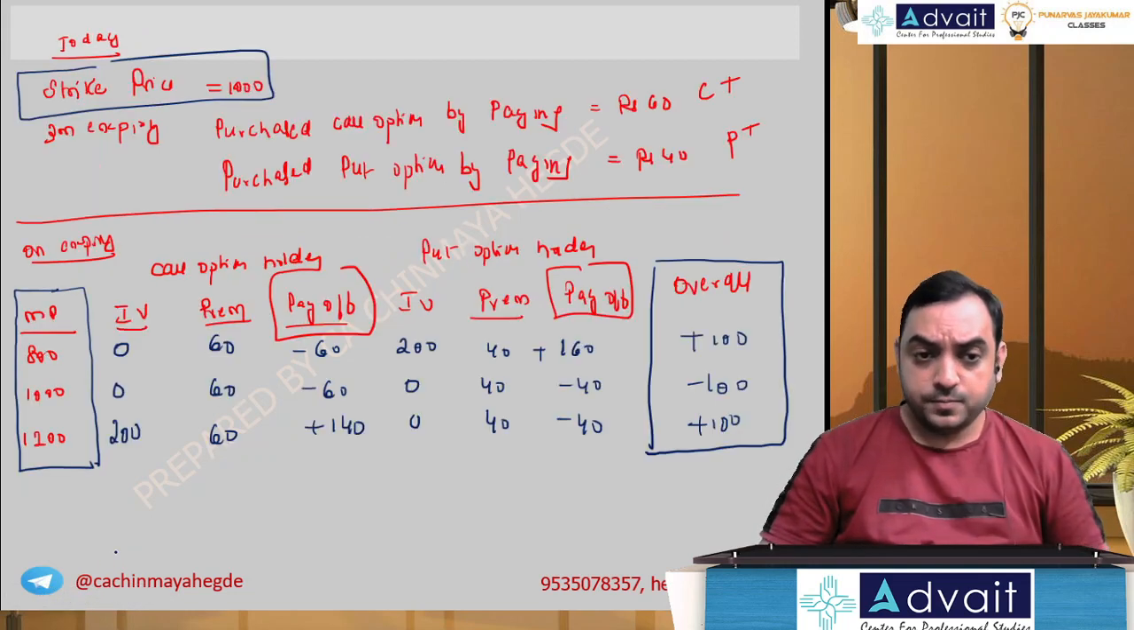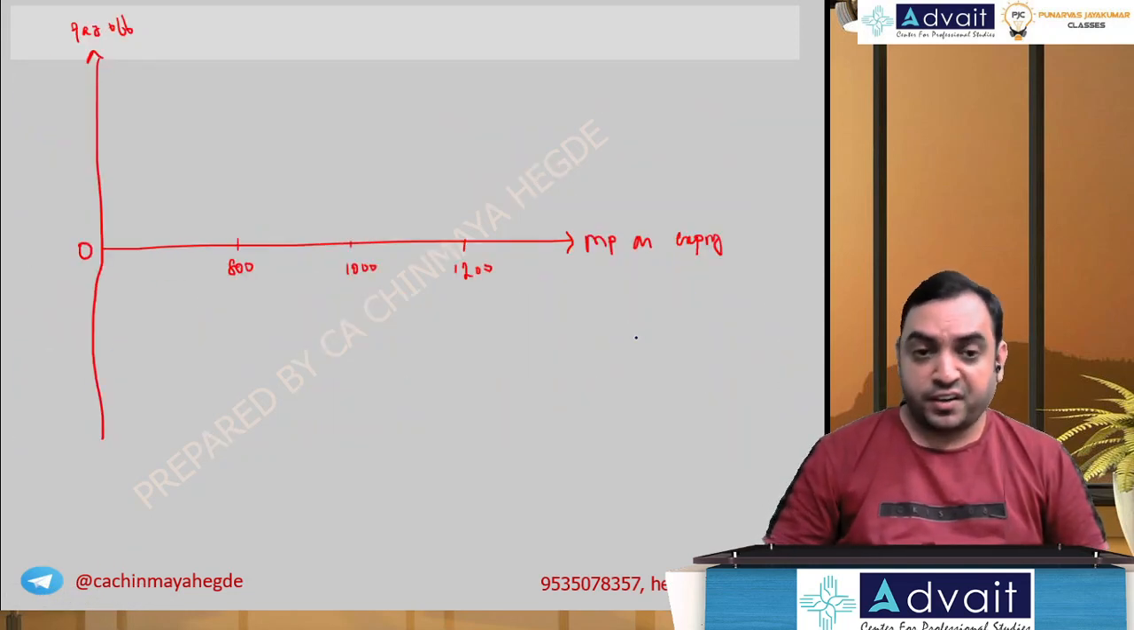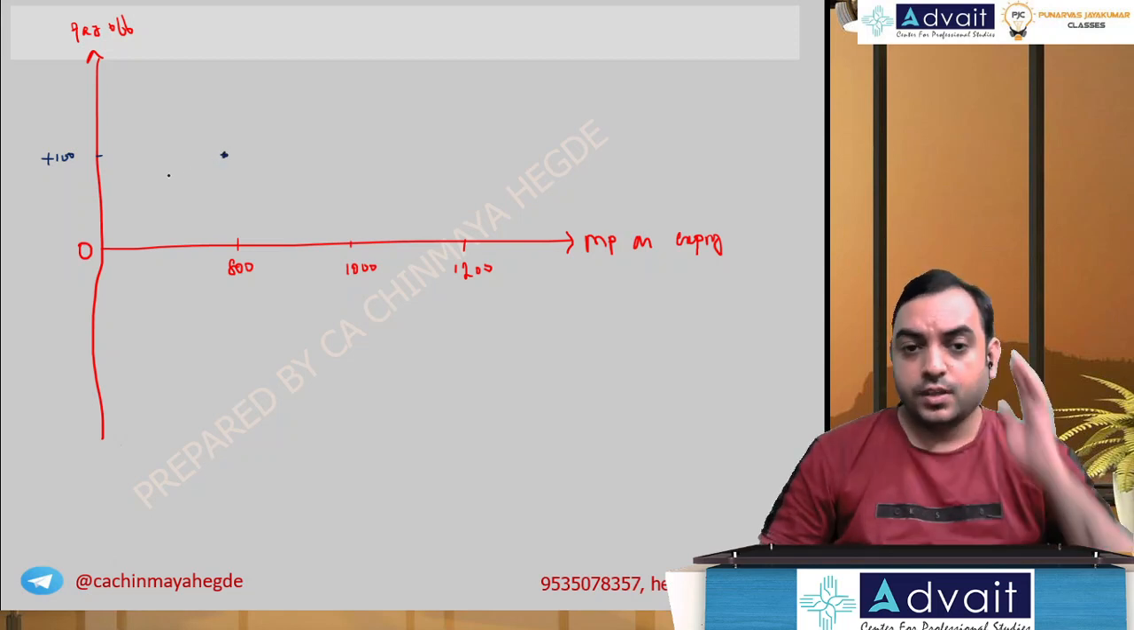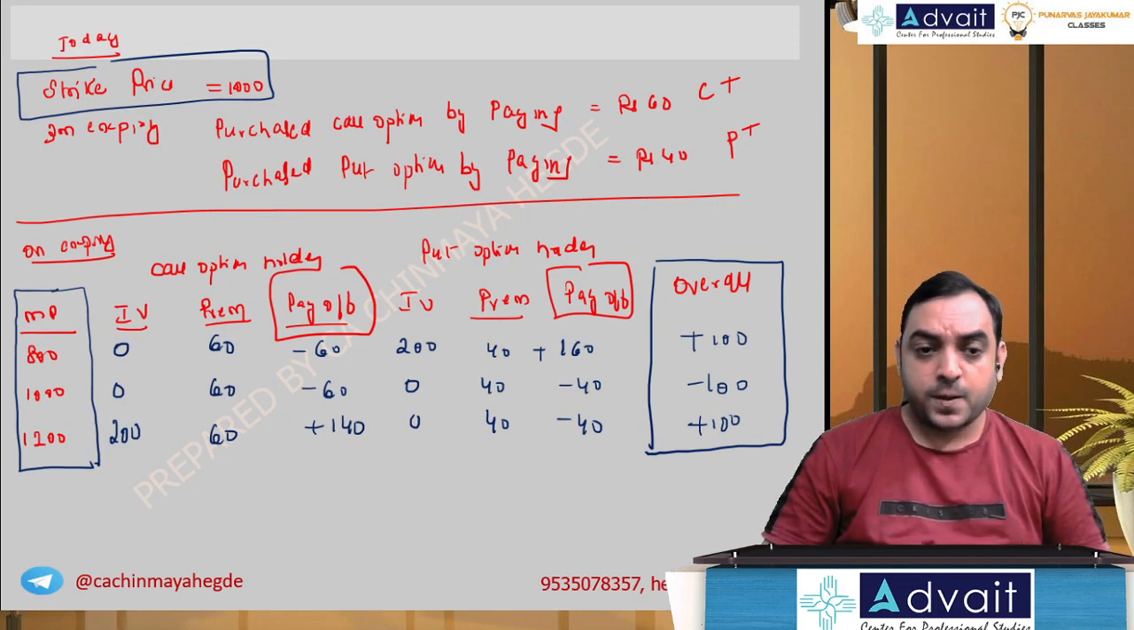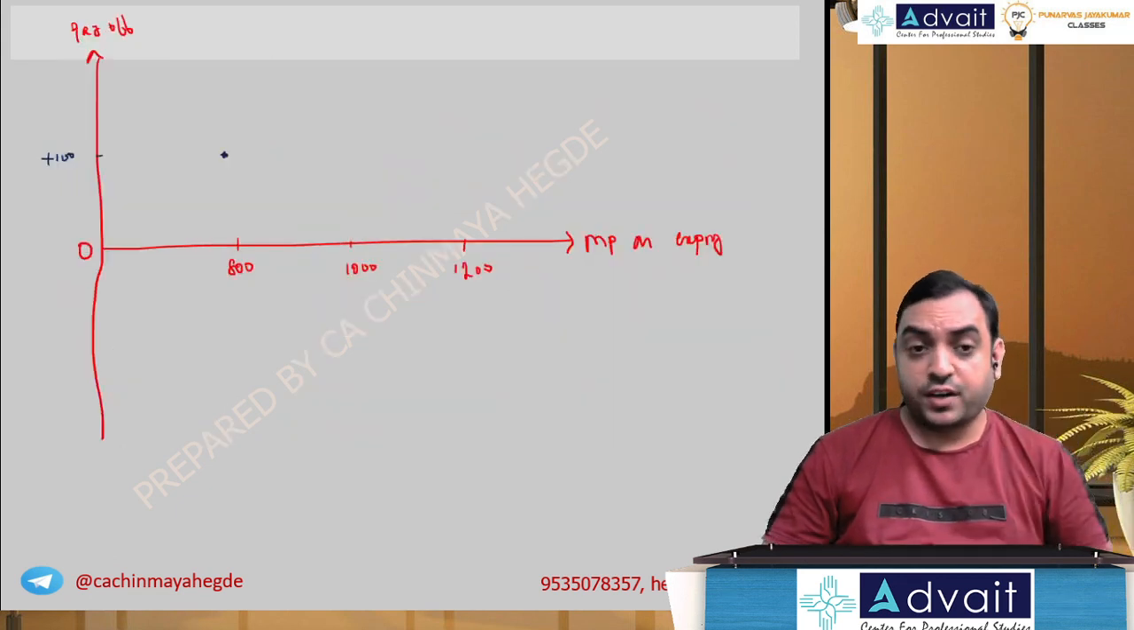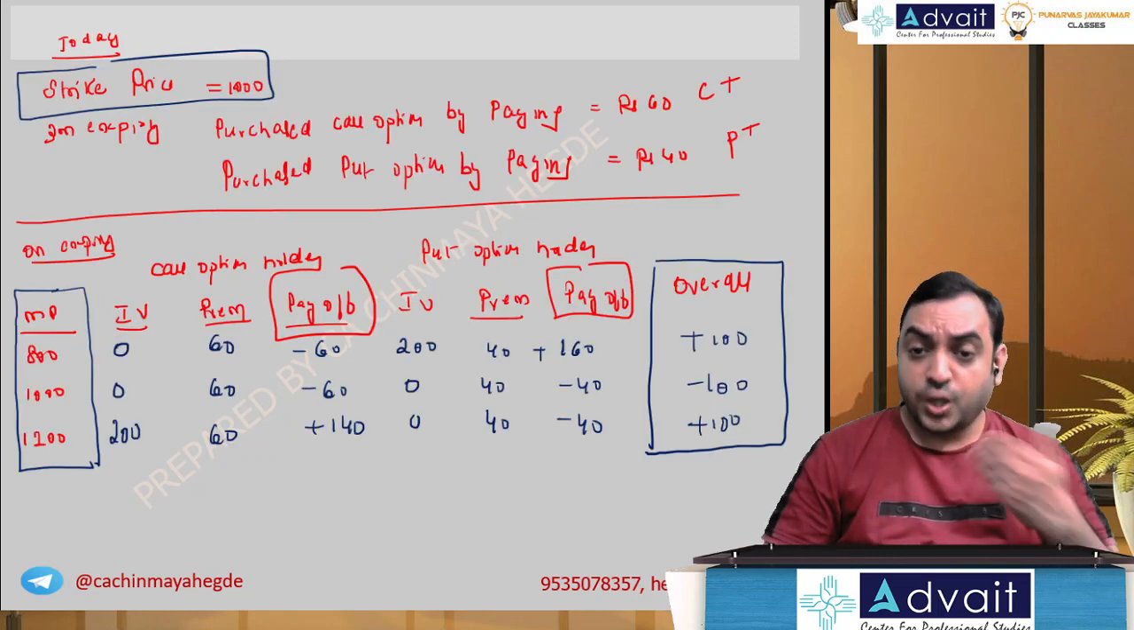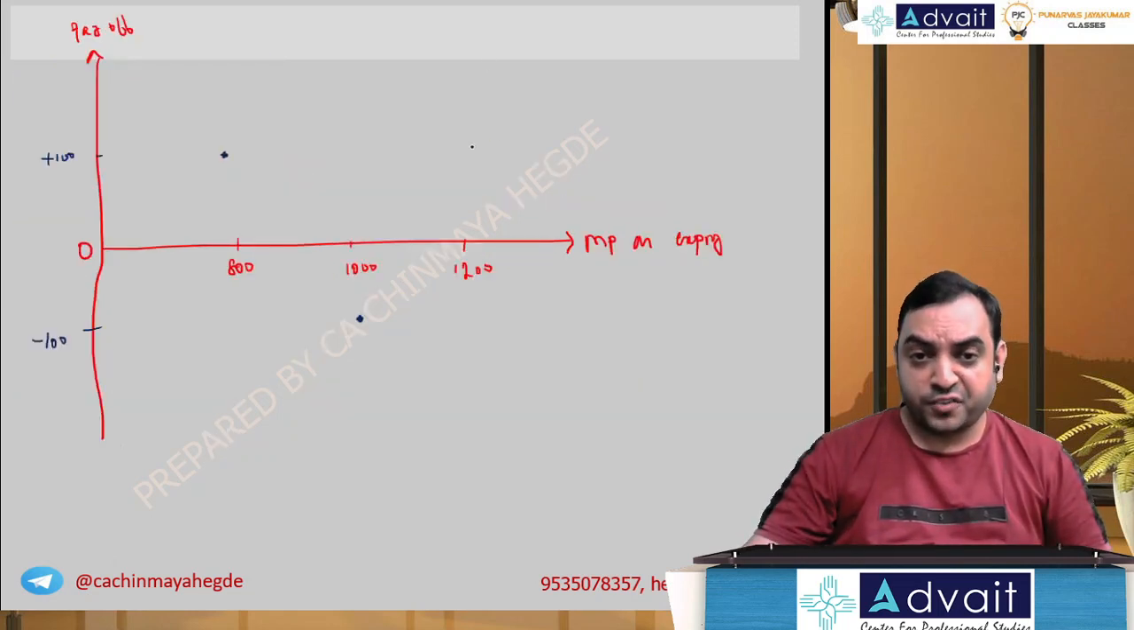For 800, you have a profit of 100. So when the market price is 800, you got a profit of 100, plus 100. Let's say this is the point. And when the market price is 1000, you got a loss of 100, so minus 100. And when it's 1200, again you have a profit of 100, which will be something like this.